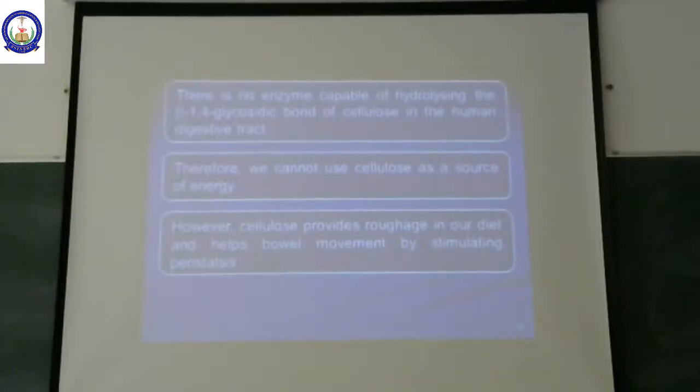But when it comes to cellulose, it is bonded with beta-1,4 glycosidic bonds. The cellulose molecule will not be digested in the human digestive tract, because the enzyme which has to digest this cellulose molecule is absent in the human digestive tract. Hence, cellulose can't be digested in human beings in the absence of the required enzyme. Therefore, we can't use the cellulose molecule as a source of energy for the body.